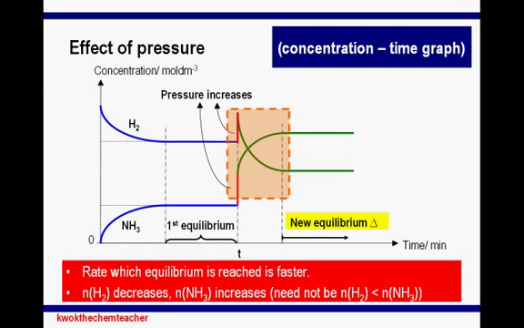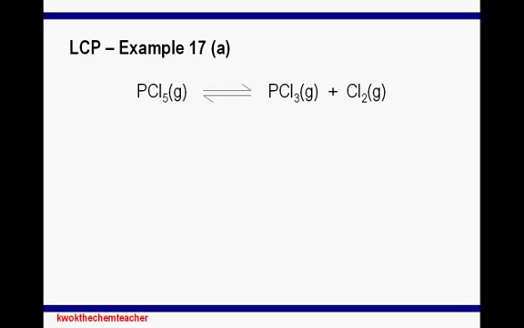What you notice is that the rate at which equilibrium is reached is faster. The amount of hydrogen gas decreases and the amount of ammonia increases. Do note that it is not necessary that the concentration of hydrogen is definitely going to be smaller than the concentration of ammonia. We will use the following example to showcase how LCP can be applied when pressure increases.